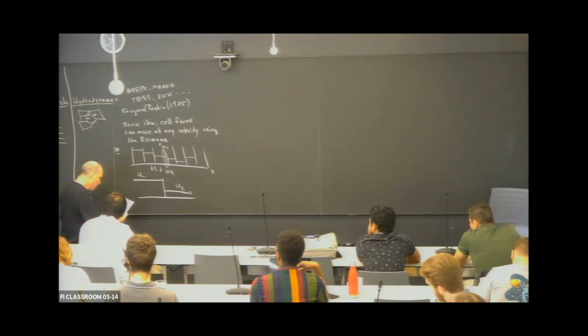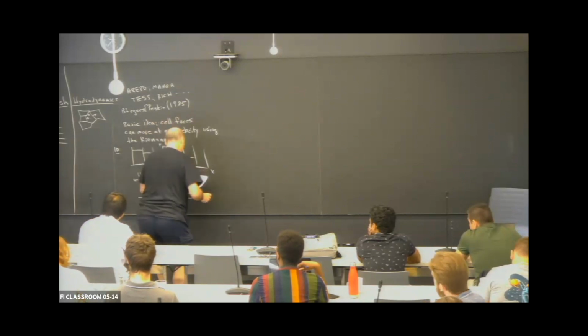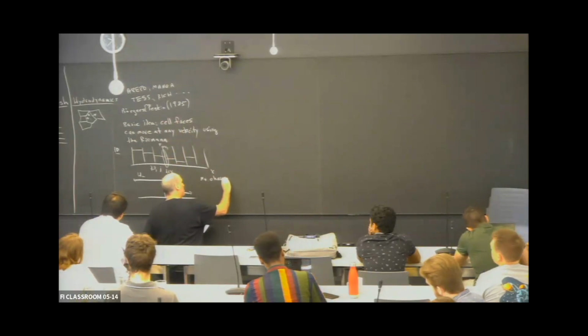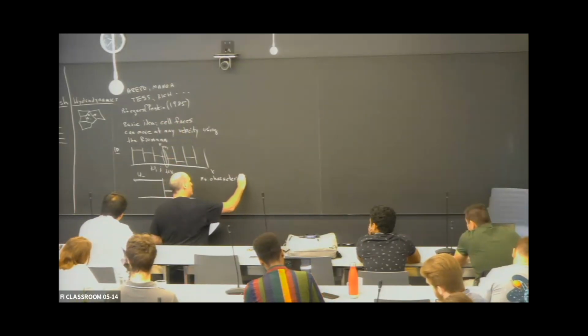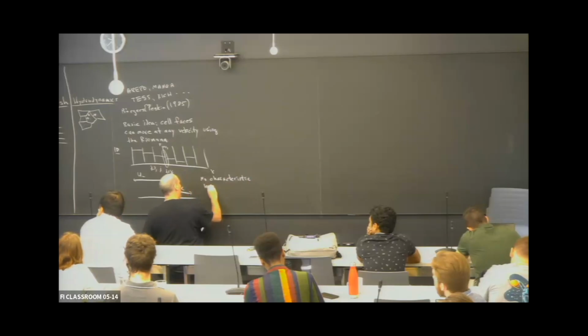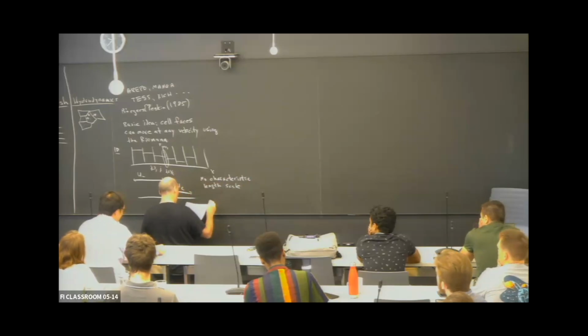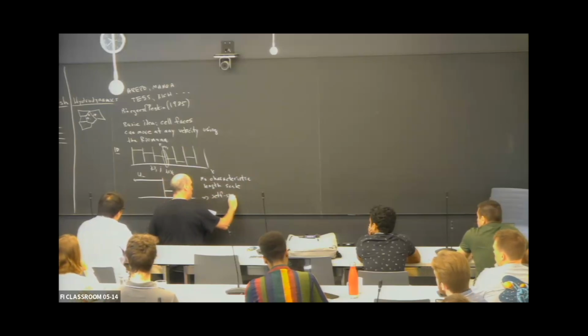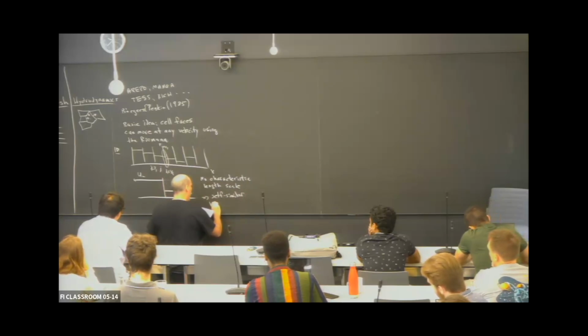Okay, so since there's no characteristic length scale in the Riemann problem, the solution found by Riemann is self-similar. And that means it's valid for all x and t.